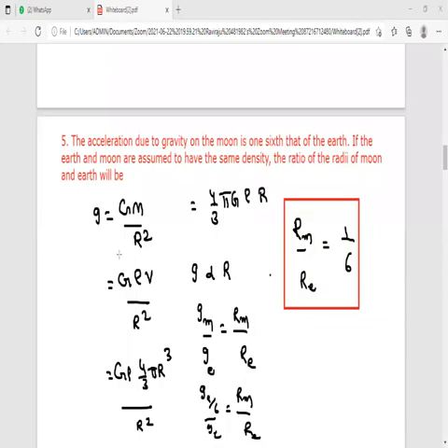Here we have taken the equation for acceleration due to gravity only. Since the density was given the same, we converted using the equation mass equal to density into volume, and the volume of the sphere was taken as 4 by 3 pi r cube. Then finally we got the relation that acceleration due to gravity is directly proportional to the radius of that particular planet. So by taking the ratio, you get the answer equal to 1 by 6 only.